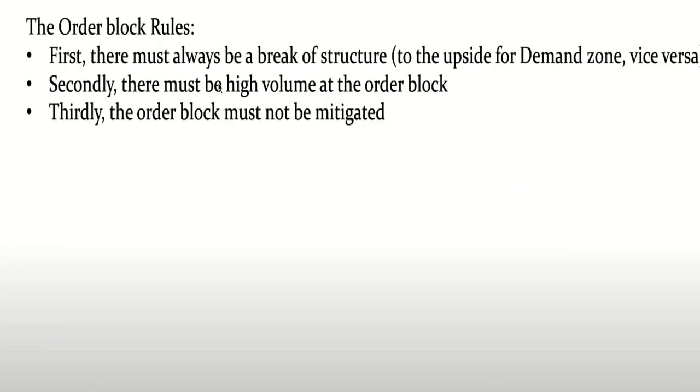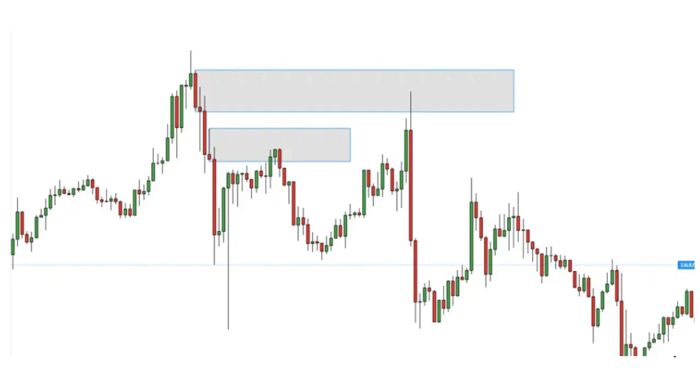Secondly, there must be higher volume at the order block, right? What do I mean by higher volume? Look at these two examples that I gave. So look at this red candle, this drop. There are two big candles, very big candles. Just compare them to the others. These are small. This one, boom. It's a big candle, right? It's what you call higher volume. That's what we refer to when we say there must be higher volume.